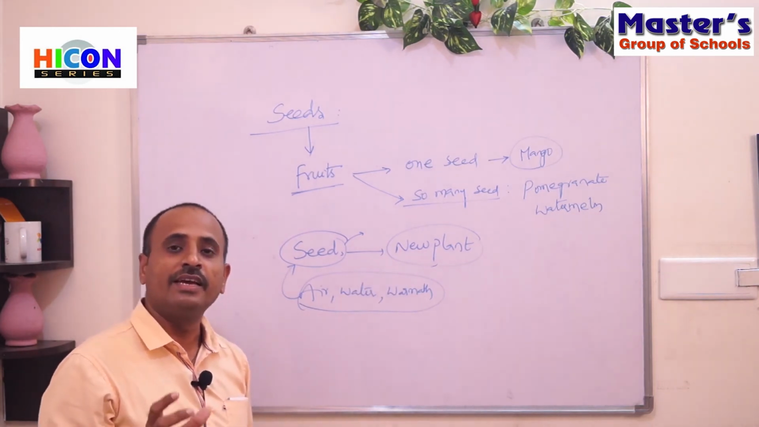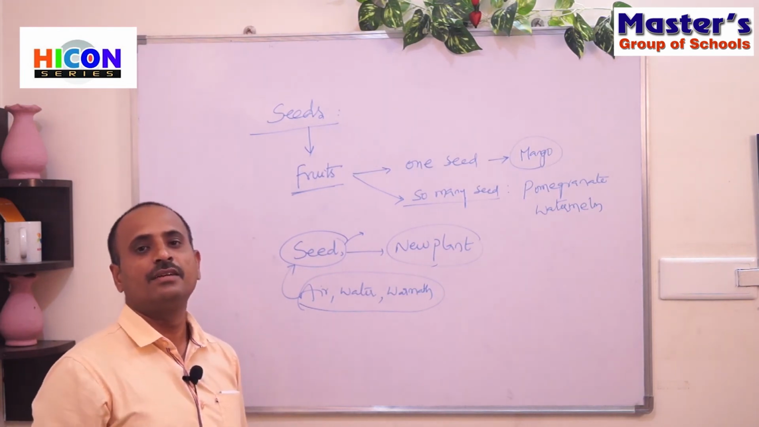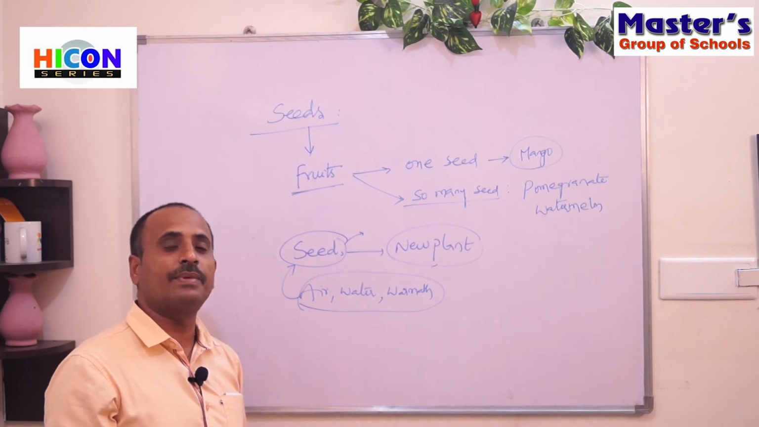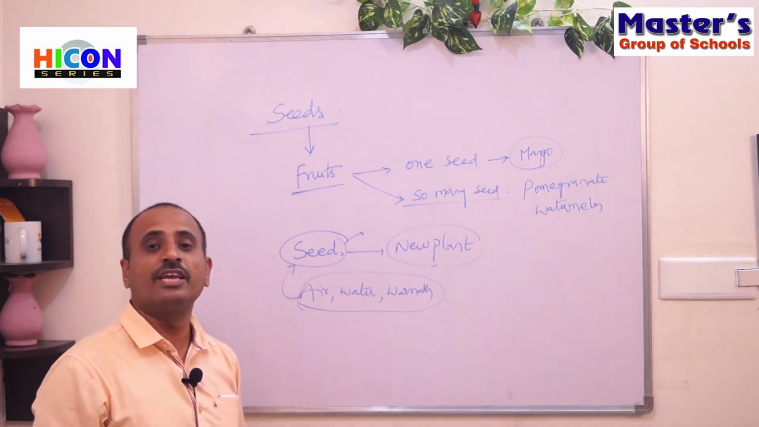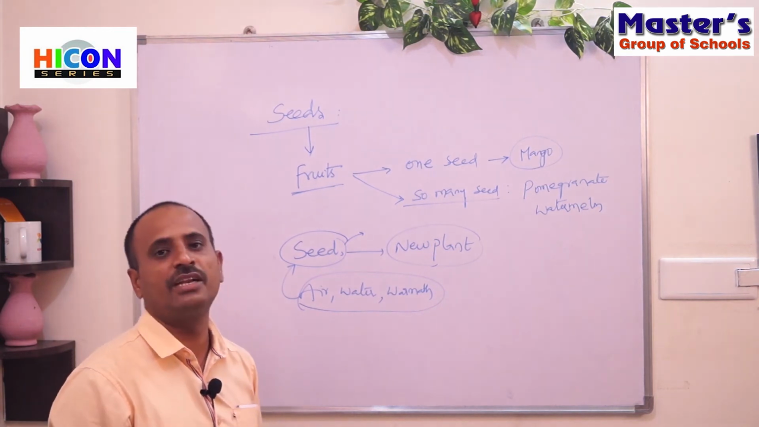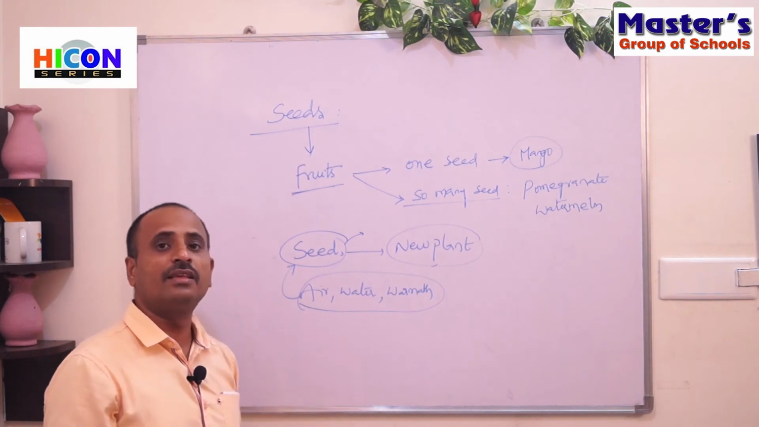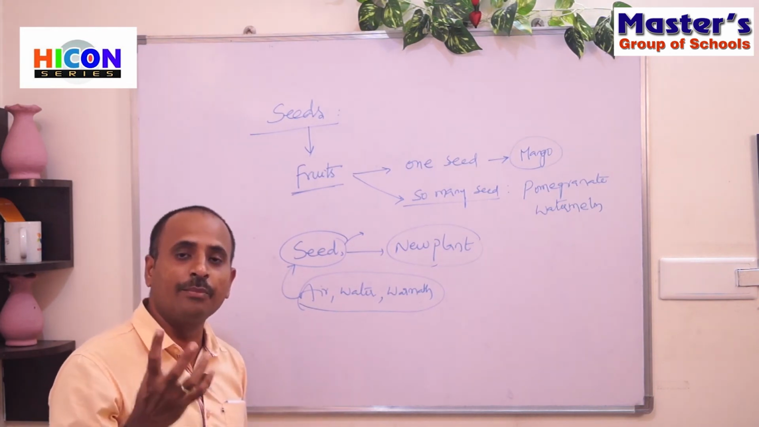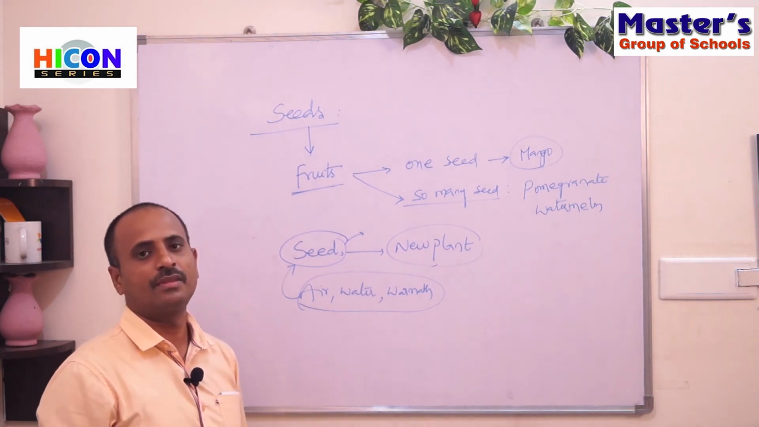Generally, a seed contains a baby plant inside it. That baby plant present inside the seed is called the embryo. This embryo has no life initially, and if we supply water and air to the seed, then the new plant, that means the embryo, gets life, and it will grow into a new plant.